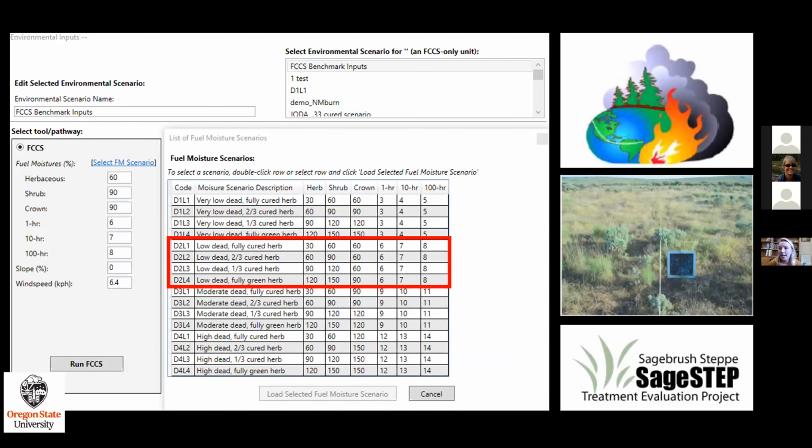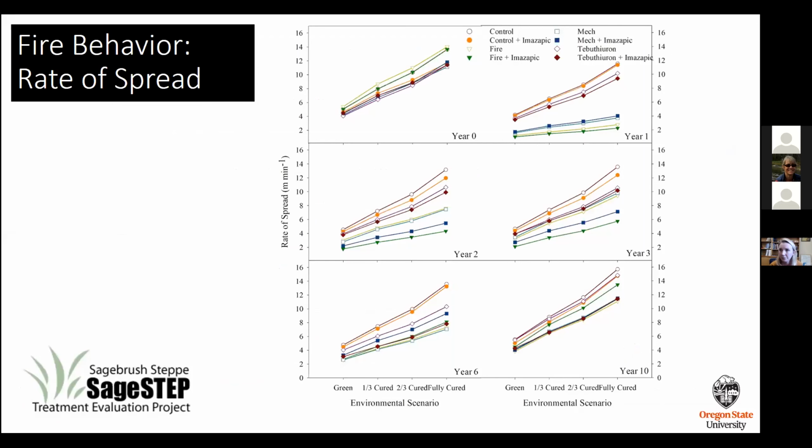And then we set fuel moisture profiles that represent the range of fuel moisture conditions from early season through late in the fire season. And this is what we found. So this is a graph where the y-axis is rate of spread.